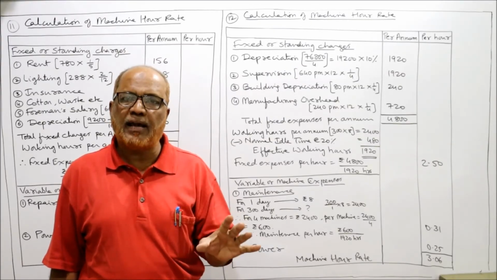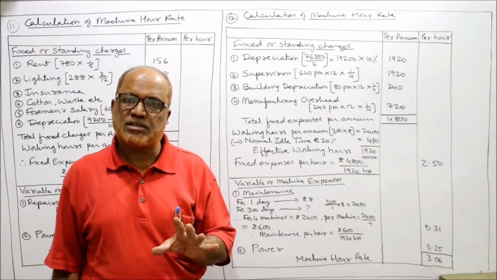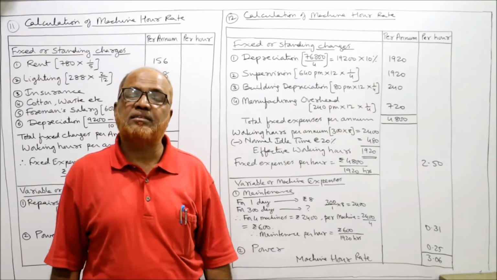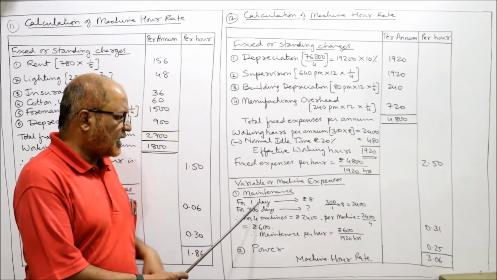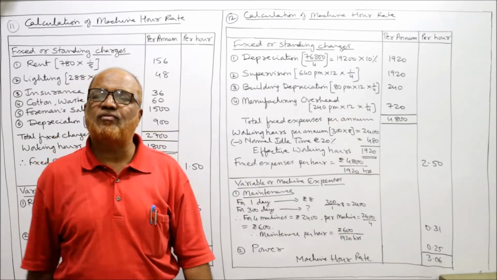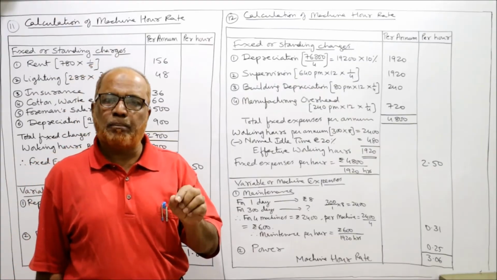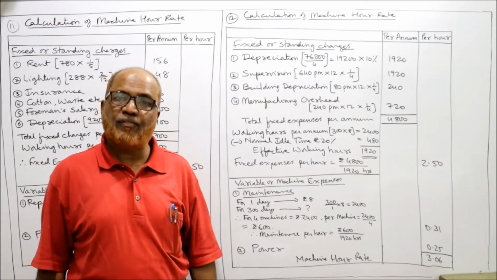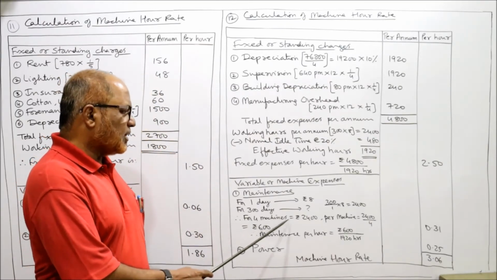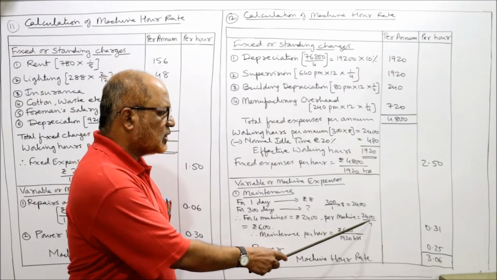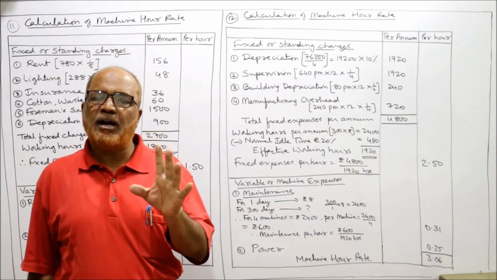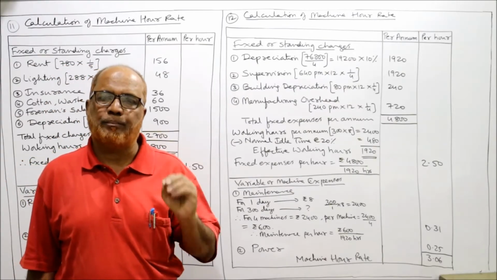8 rupees per day, for the group of machines. So for one day, 8 rupees. But how many working days are there in a year? 300 working days. So for 1 day, 8 rupees. For 300 days, how much? So 300 into 8, 2,400. So 2,400 is the repair and maintenance for 1 year for the group of machines. Group of machines means 4 machines. Now for 4 machines 2,400, per machine is 2,400 by 4, 600 rupees. So per machine the repair and maintenance is 600 rupees per annum.